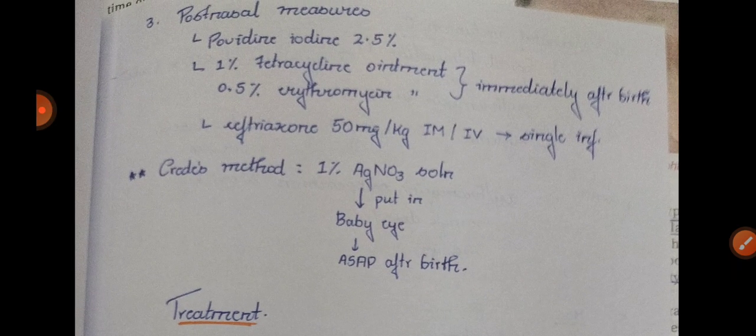Postnatal measures are povidone iodine 2.5%, 1% tetracycline ointment, or 0.5% erythromycin immediately after birth, and ceftriaxone 50 mg per kg intramuscular or intravenous as a single injection. The Credé method is 1% silver nitrate solution put into the baby's eye as soon as possible after birth. Povidone iodine, tetracycline or erythromycin should be given immediately after birth.